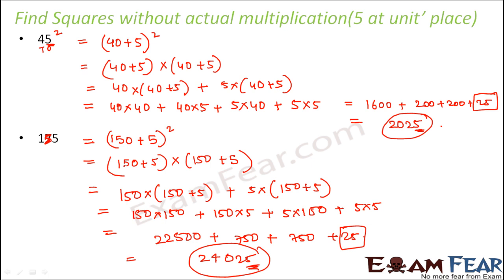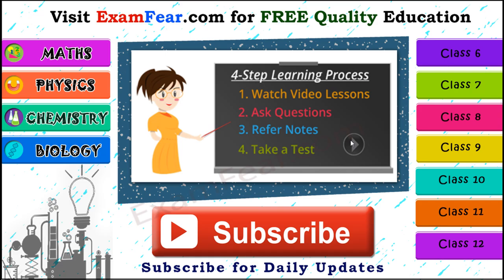So this is one very simple way which we discussed by which you can find out squares of numbers without doing the actual multiplication.